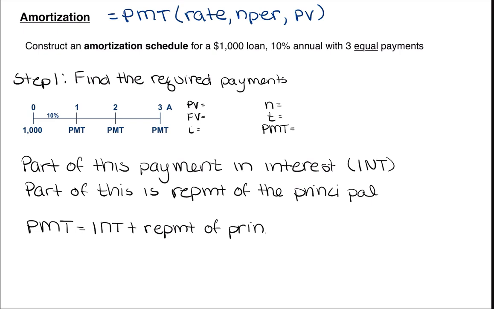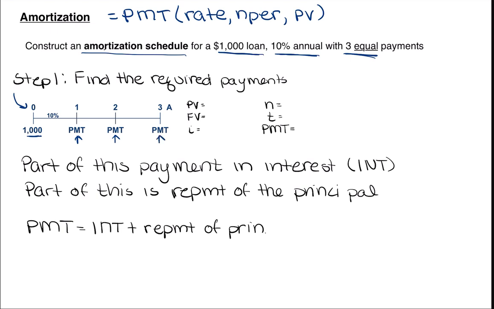Now to do this, you need to use Excel to find first the payment value. So we have an amortization schedule here for a $1,000 loan. The rate is 10% annually, and we have 3 equal payments. So this is a timeline that represents the amortization schedule. So we're taking out $1,000, and we need to find out how much each payment is going to be.